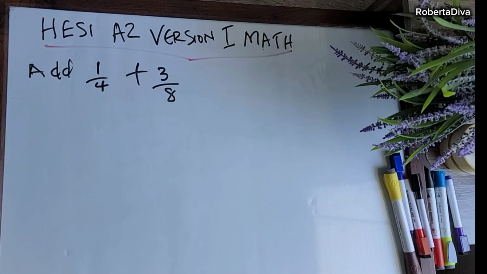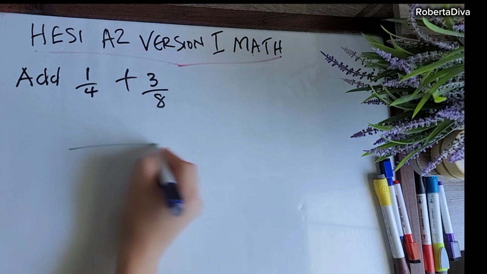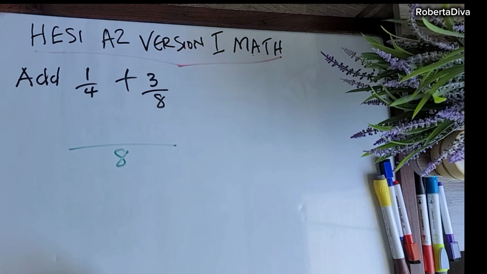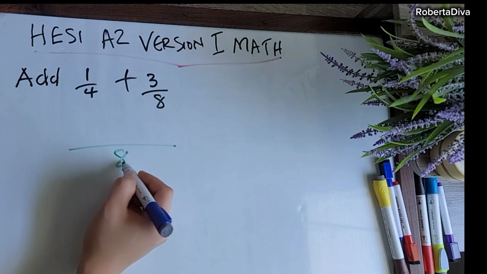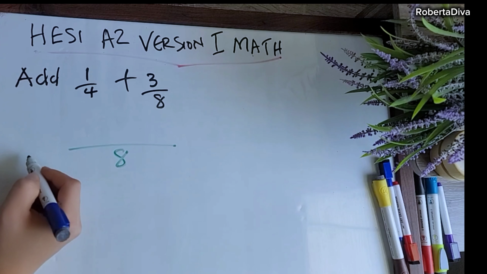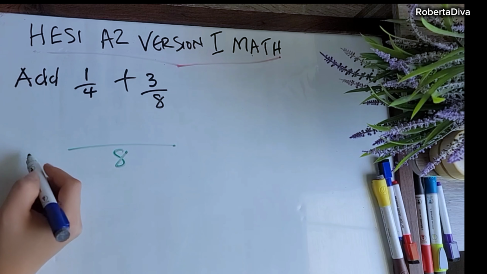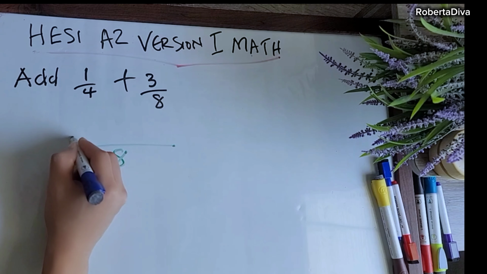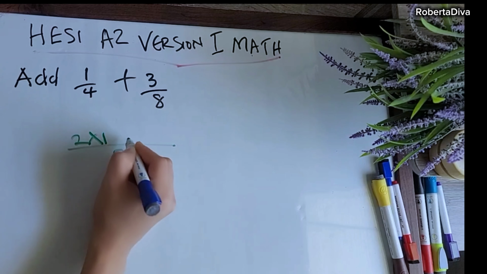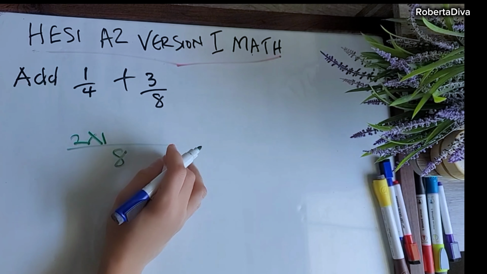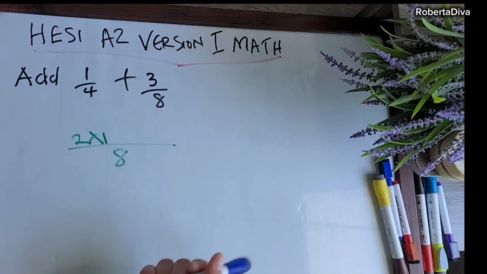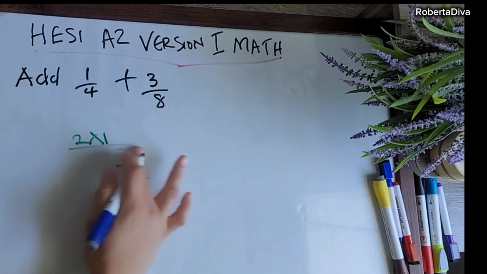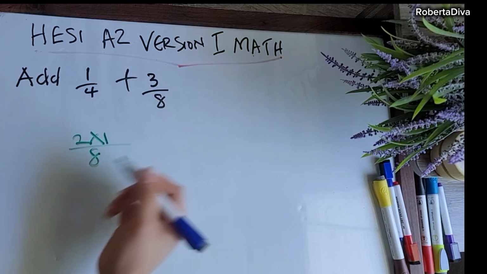Now, first of all, let's look at the LCF, that's lowest common factor, between 8 and 4. It's 8, right? So 8 divided by 4 will give you 2. 2 times 1 is... Let me write it this way. 8 divided by 4 is 2, multiplied by 1 on the top. That's the numerator on the top, okay?